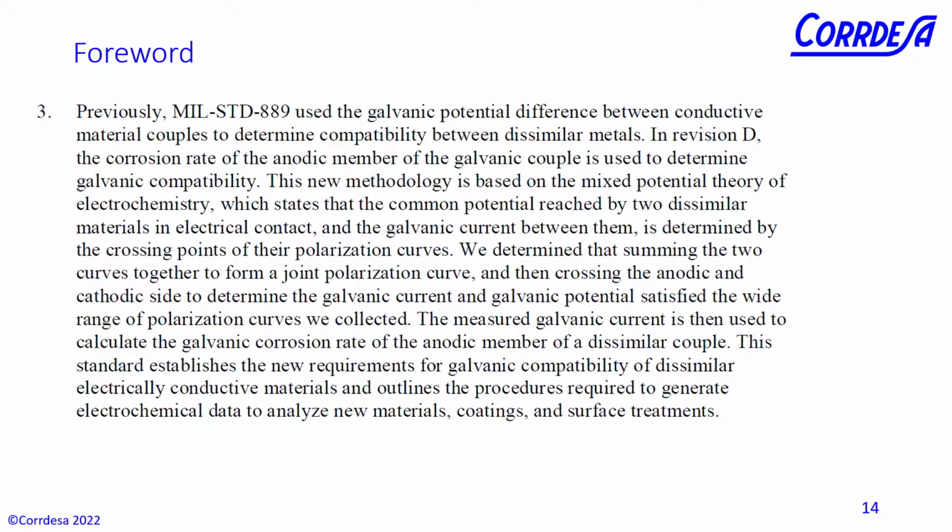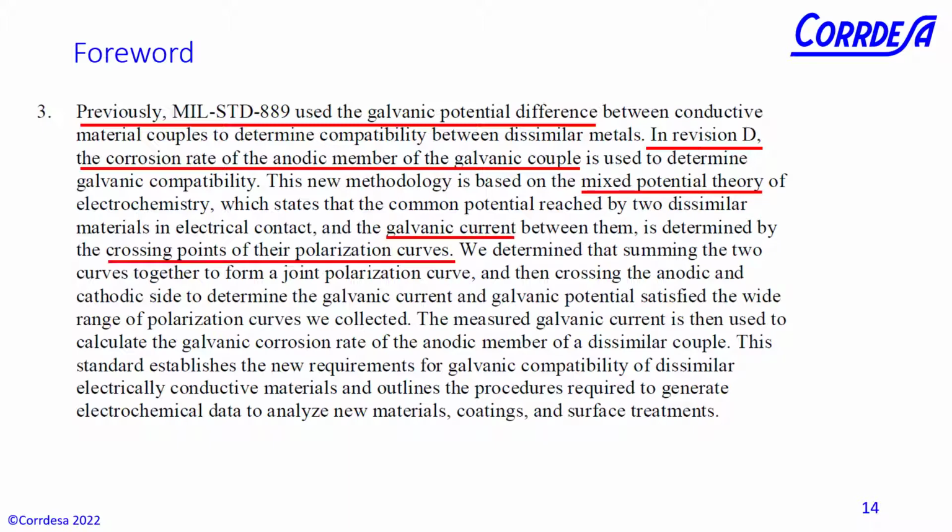So if you look in the standard and it's available, you just do a search. We have it on our website at cordesa.com as well. The things I would point out is they no longer use a potential difference in this revision D. They actually calculate the corrosion rate of the anodic member of that couple using mixed potential theory, and that is from the crossing points of the respective polarization curves.